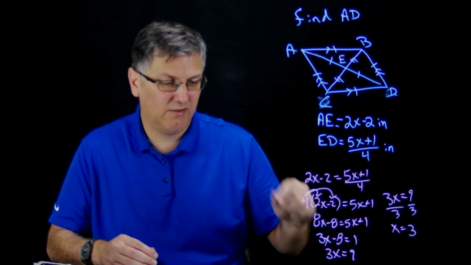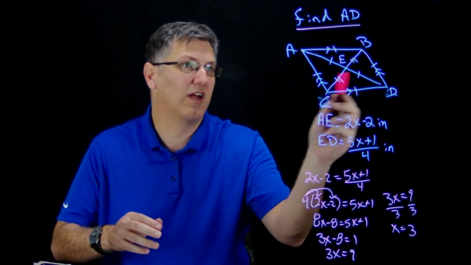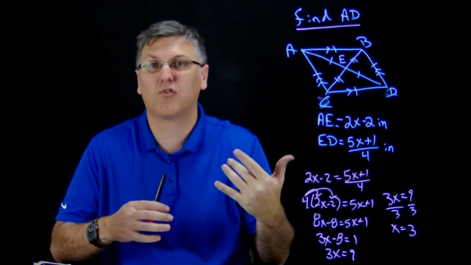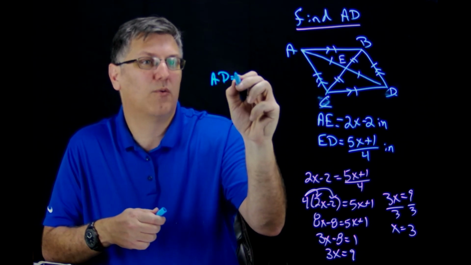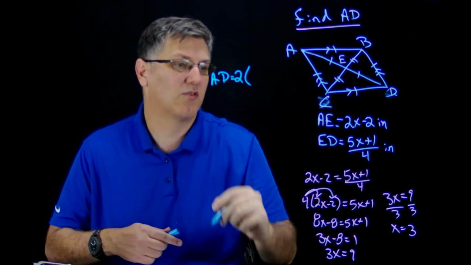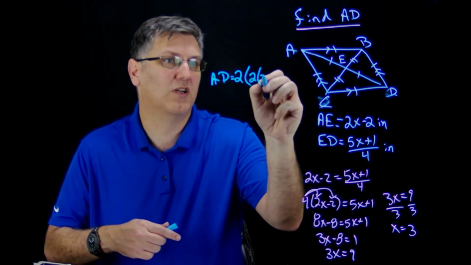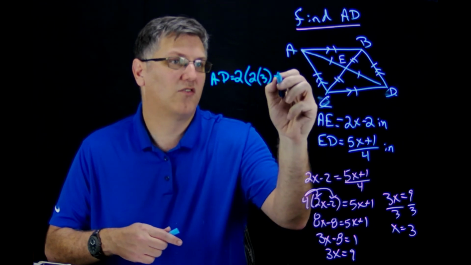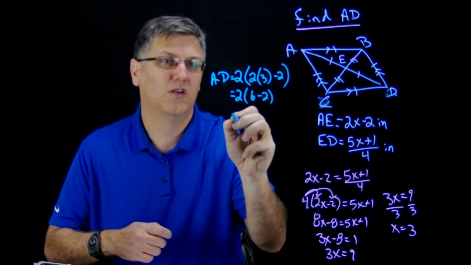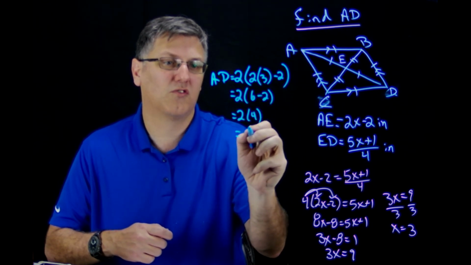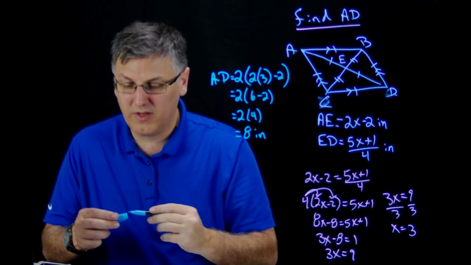Now I got to go back and look at the actual question that it asks right here. Find AD. So AD is the entire length. So if I can actually find AE, I can just multiply it by 2. So to find AD, I'm going to do 2 because there's 2 of them, times, well, let's just do the simple one, AE, 2 times, I found my x, which is 3, minus 2. This is now just an order of operations problem. 2 times 6 minus 2. 2 times 4, which is going to be 8. And of course, these are inches, so AD is nothing more than 8 inches.